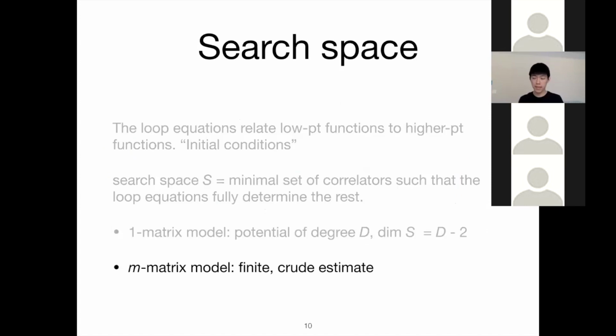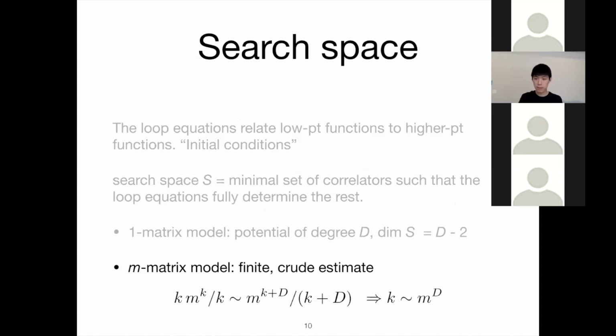Now for the M matrix model, where M is greater than 1, it's rather complicated to get a precise counting of the dimension of the search space. But we can have a crude estimate of what the dimension is using the following argument. The idea is to count the number of correlation functions of degree k, for example. So for degree k, there are m to the k over k roughly correlation functions.